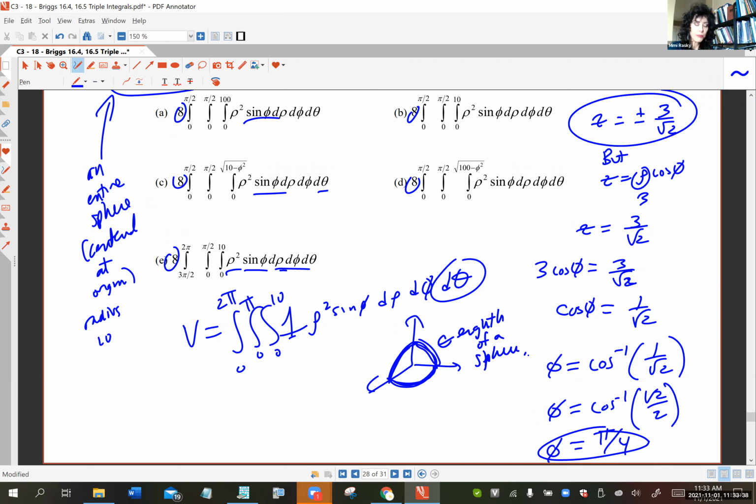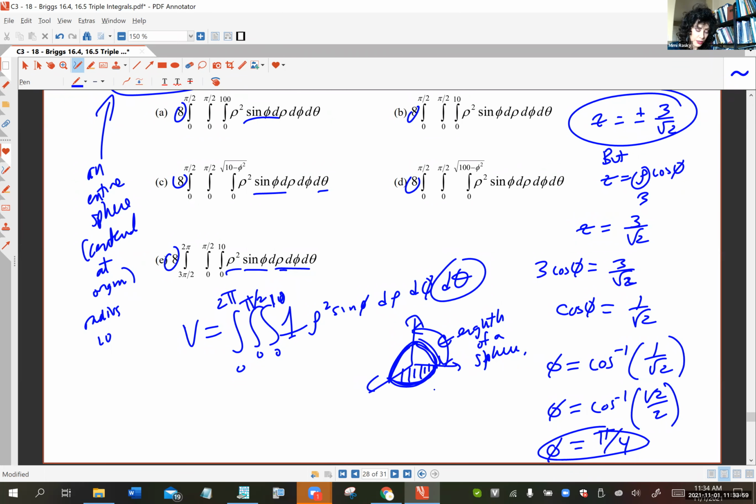And that way we would multiply by 8. Okay, but then what? You'd still have your rho going from 0 to 10, okay? That's true. And then, since you're only looking at the portion of the sphere that's above the xy plane, your phi would be going from 0 to pi halves.